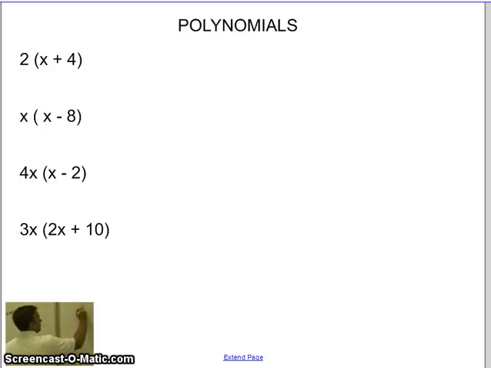Alright, now with polynomials, we have multiple terms, and when we multiply polynomials, there's a couple different methods. The first method we learned about, and it goes with our first example here, is the distributive property. So if we have 2 times x plus 4, we take that 2 and we distribute it to x and 4. And we do that by saying 2 times x, and then we add it to 2 times 4. 2x plus 8.